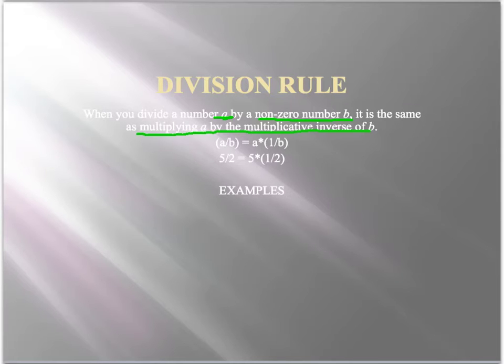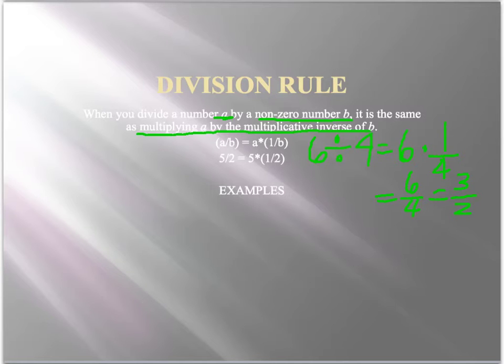5 divided by 2 equals 5 times the multiplicative inverse of 2, which is 1/2. So let's see here. 6 divided by 4 is the same as 6 times 1 over 4, or 6 over 4, or 3 over 2.